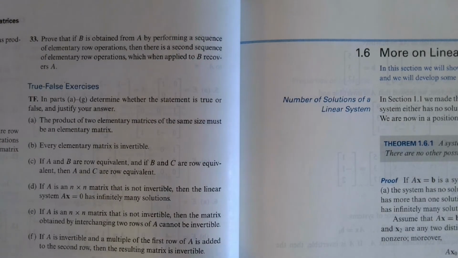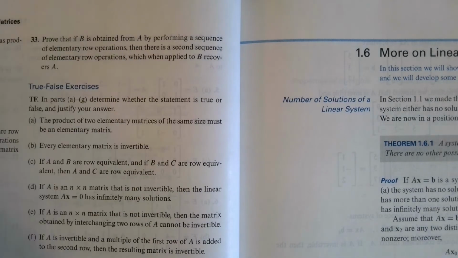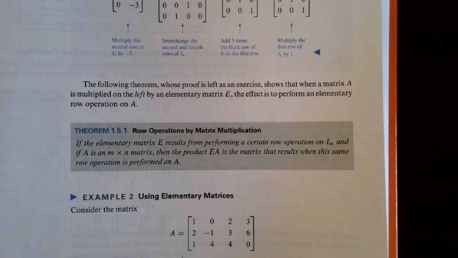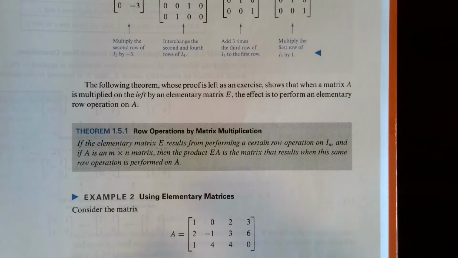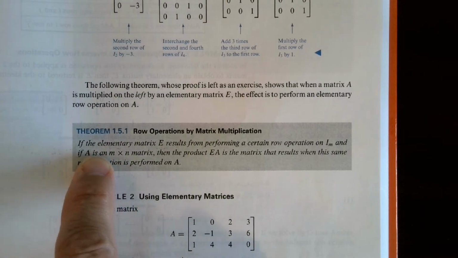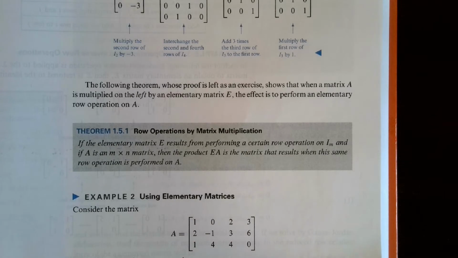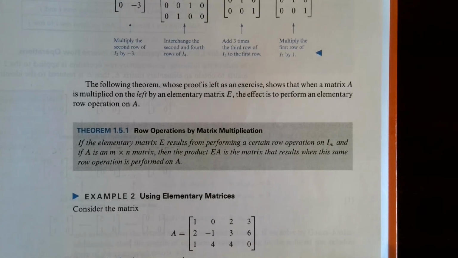First of all, before we proceed, I want to share two important theorems in this section. 1.5.1, which we're going to use. I'm going to use elementary matrices basically to do row operations. So first of all, remember this: elementary matrices are obtained from the identity matrix by performing one row operation. If I interchange two rows of the identity matrix, I get an elementary matrix.